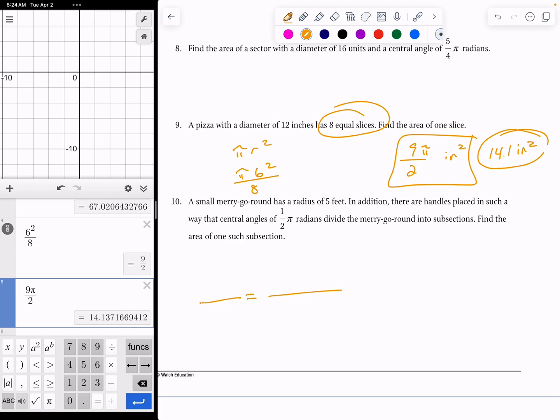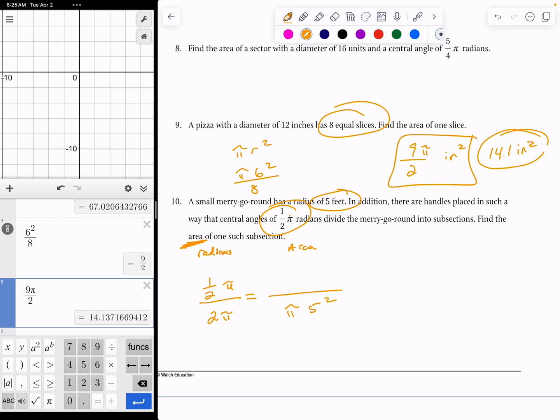A small merry-go-round has a radius of 5 feet. In addition, there are handles placed in such a way that the central angles of 1/2 pi radians divide the merry-go-round into subsections. Find the area of one of such subsections. The central angle is 1/2 pi, so 1/2 pi over 2 pi, because this is radians. Is it area or length? Find the area.